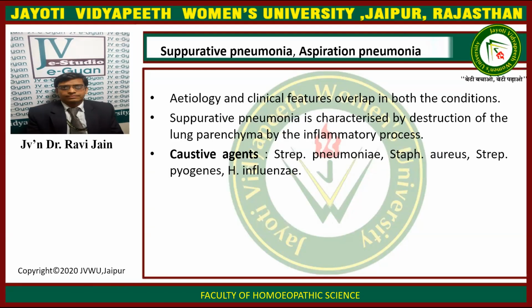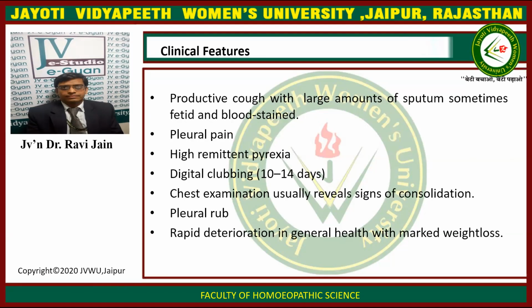Next, we start with suppurative pneumonia or aspiration pneumonia. Etiology and clinical features overlap in both the conditions. Suppurative pneumonia is characterized by destruction of lung parenchyma by the inflammatory process. Causative agents consist of Streptococcus pneumoniae, Staphylococcus aureus, Streptococcus pyogenes, and Haemophilus influenzae. The clinical feature consists of productive cough with large amount of sputum, sometimes fetid and blood stained.